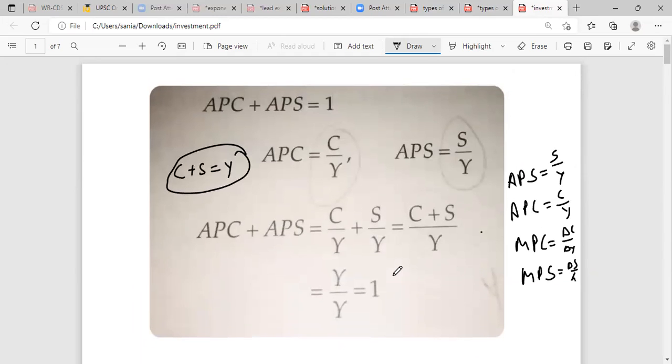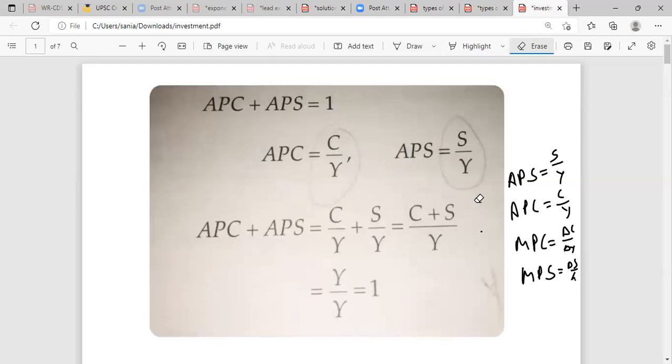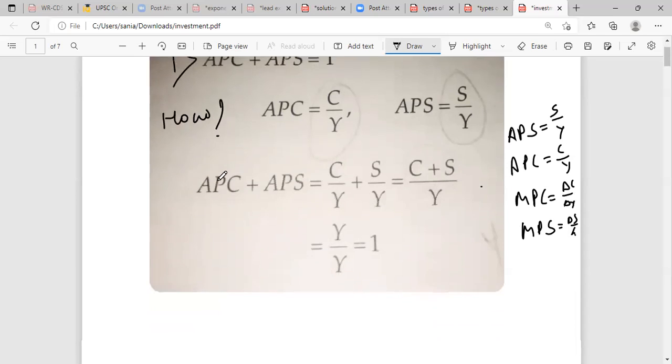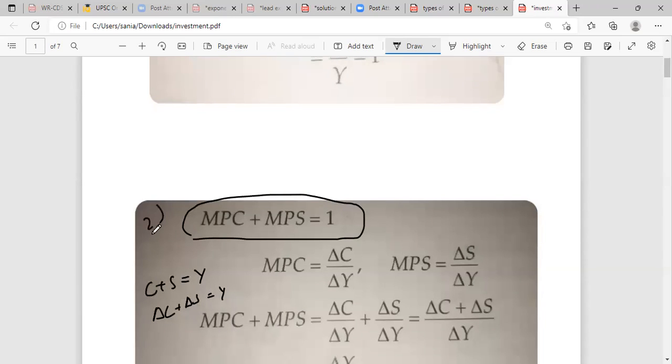Okay. So first of all, you will write this one. You will write the first one, and then you will write how. And then this is second, and then how.